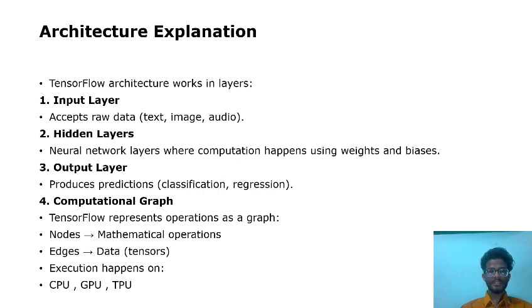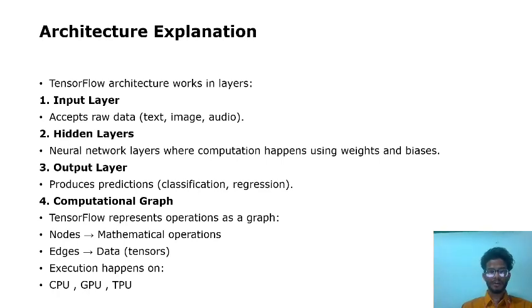Then coming to the hidden layers. Hidden layers contain many neural network layers where computation happens using weights and biases. By using weights and biases, we can compute any kind of values in the hidden layer that cannot be visible to our naked eyes. So the entire process is hidden. Then coming to the last layer, the output layer. The output layer is used to make predictions, like classification or regression, giving the machine learning model's final output.